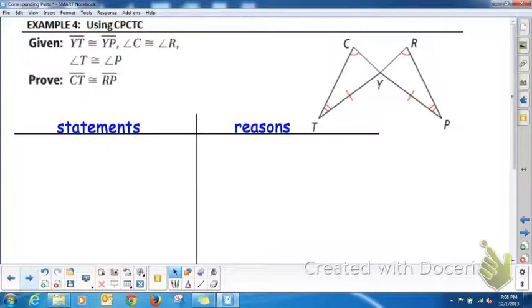Last one. You now know that if you can prove two triangles are congruent, then you can take your proof one step further to say you know all of the corresponding parts are congruent. So in this proof, we want to prove that segment CT is congruent to segment RP. That's what we're looking to prove. We don't know it. But can you prove these two triangles are congruent? There's more than one way to do this proof. Why don't you pause this video and take a minute, see if you can write the proof.